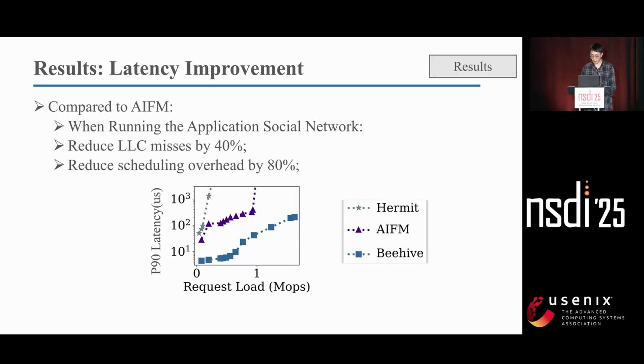And also, Beehive can achieve better tail latency. For example, in the social network application, it gets a better P90 tail latency because of good CPU efficiency. It reduces last level cache misses and scheduling overhead.